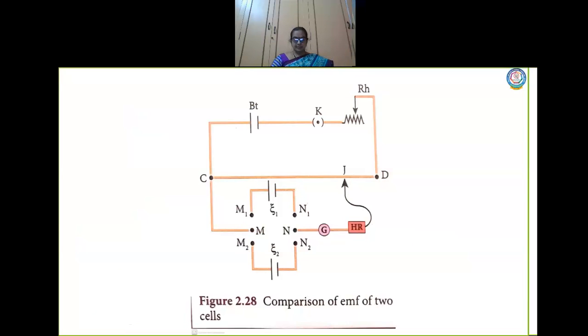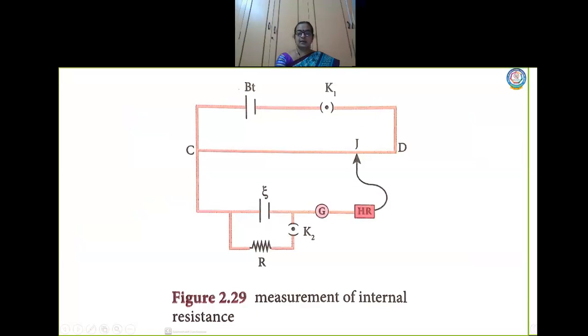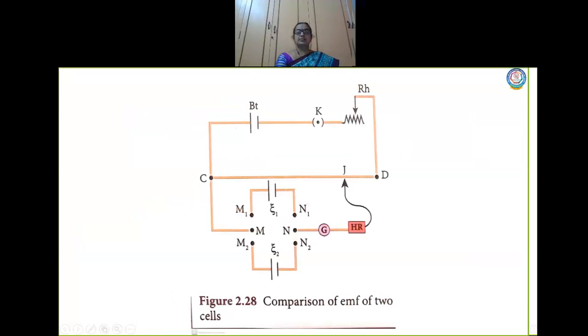The second diagram is comparison of EMF of two cells. Now here instead of one cell I have taken two cells. This may be a Leclanché cell or a Daniell cell. Two primary cells are taken, and if we want to compare the EMF of these two cells, that can be done by the potentiometer. Again the same circuit diagram, the primary circuit, is given. In the primary circuit, you have a battery and a key, and here is a rheostat. Through this rheostat you can vary the value of current, rheostat or variable resistance. So this forms the primary circuit.